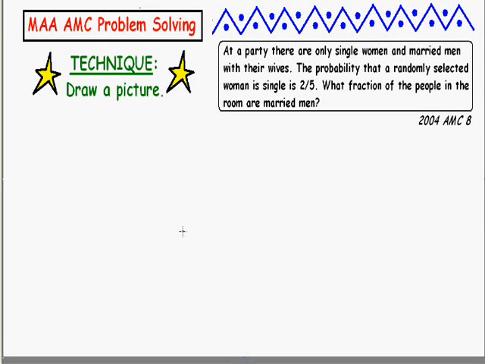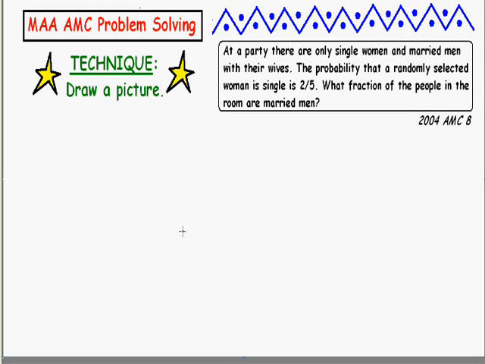Alright, here's the question at hand. And step one in any problem-solving technique is just to read the question and have an emotional reaction to it. Here goes. At a party, there are only single women and married men with their wives. The probability that a randomly selected woman is single is 2/5. What fraction of the people in the room are married?